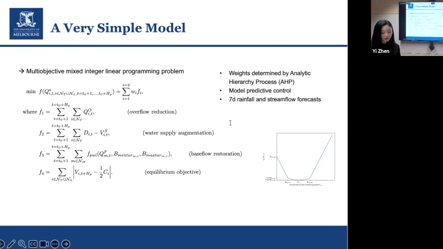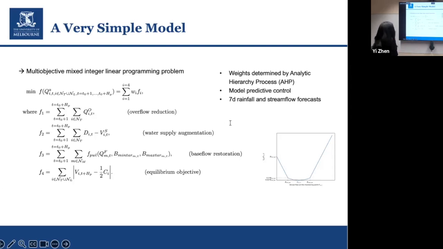In this way, the future events are considered in decision making, and the impact of forecast error can also be reduced. We get the 7 days rainfall from the Bureau and generate the 7 days rainfall forecast using a neural network based on the Bureau rainfall forecast and also past rainfall and streamflow records.